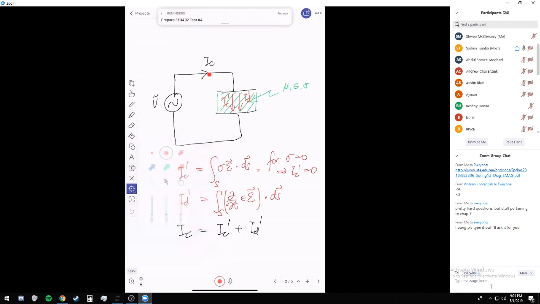Okay, this is the current we put in from the source. So these are the currents we impress, we put in. Does it make sense?